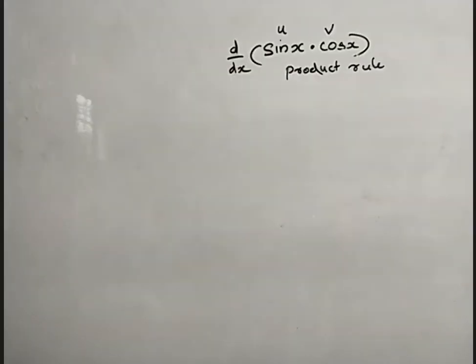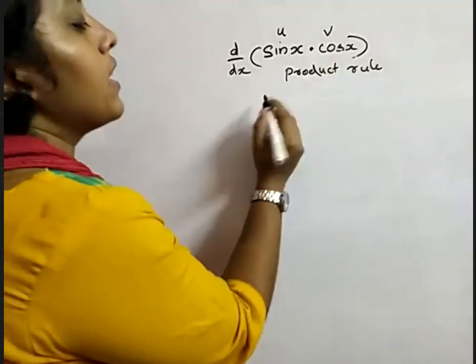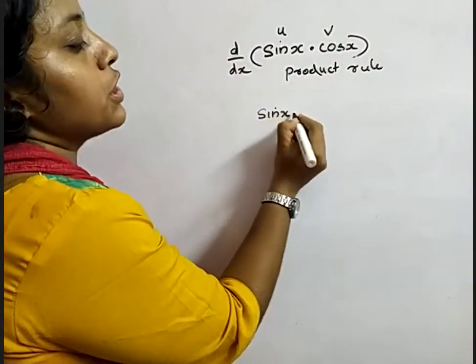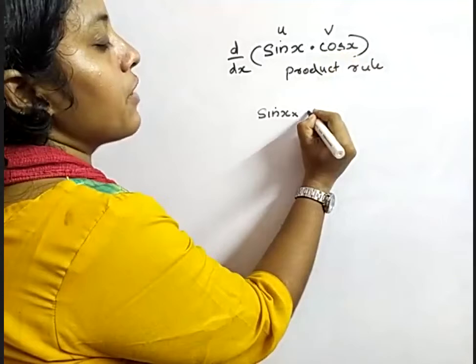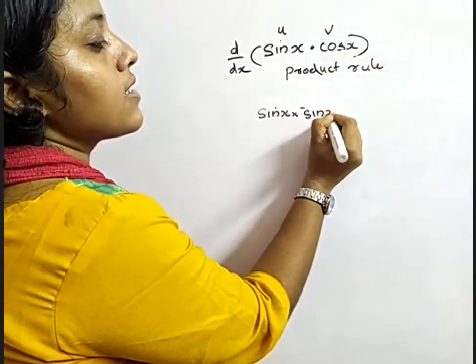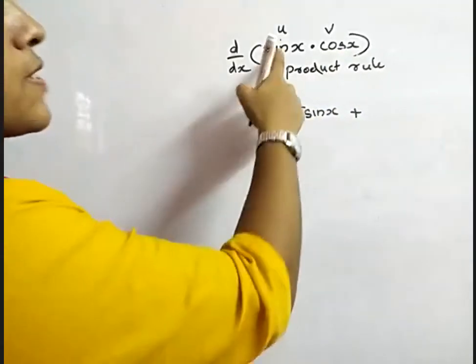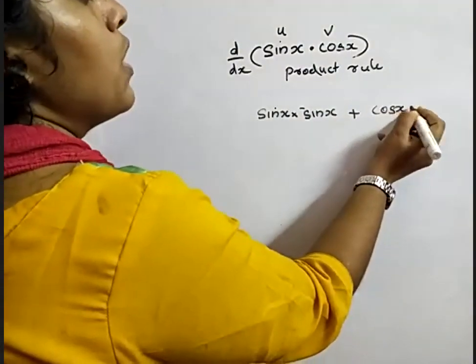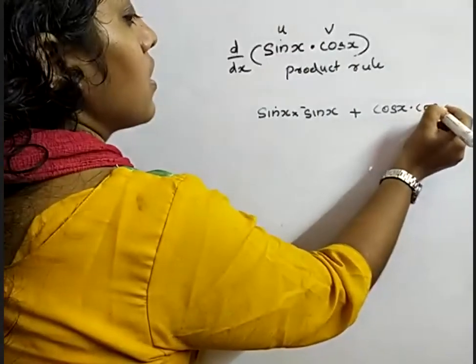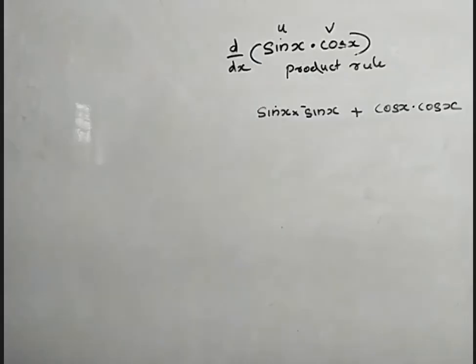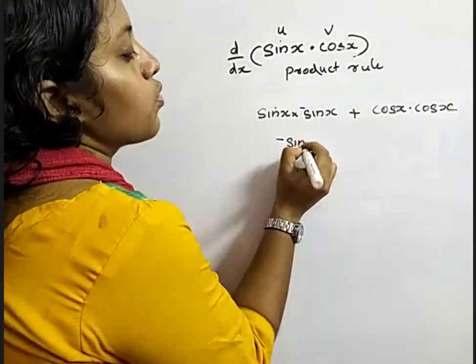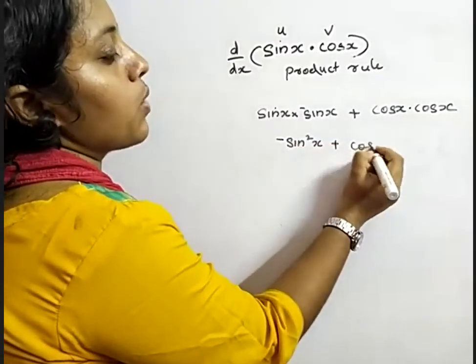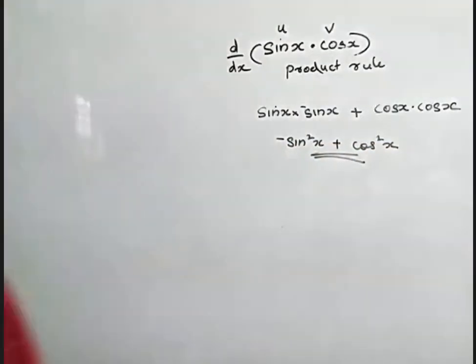So you understood the product rule, no? Let us do this. You get sin x into the derivative of the second, that is minus sin x, plus the second function into the derivative of the first. So you'll get minus sin square x plus cos square x. This is how you will solve.